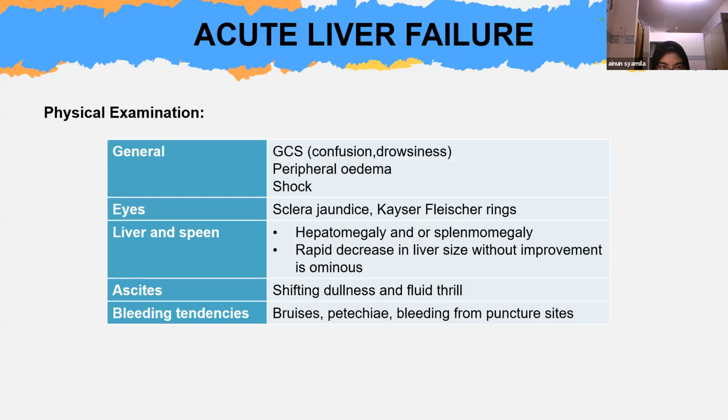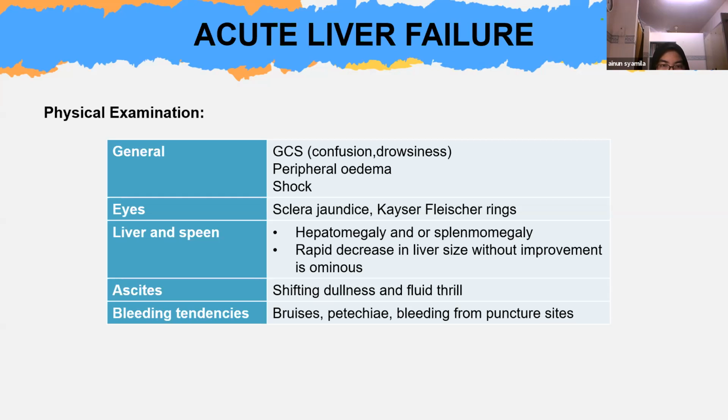Okay, for the physical examination, first in general we look for the GCS level of the children, and then look for any peripheral edema or any shock. For the eyes, we can look for any scleral jaundice or any Kayser-Fleischer ring, which can contribute to the diagnosis of Wilson disease. For the abdominal examination, for the liver and spleen, look for any hepatomegaly or splenomegaly. Any rapid decrease in the liver size without improvement is a very bad sign.